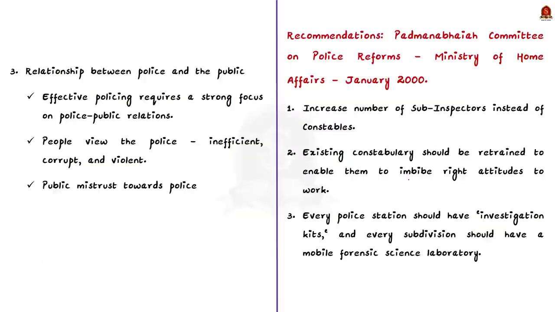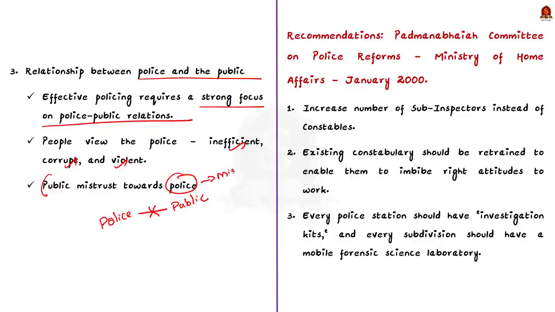The third issue is the relationship between police and public. See, effective policing requires a strong focus on police-public relations. But people view the police as inefficient, corrupt and violent, due to which the relationship between them has a severe lack of confidence. Most people believe police to be abusive and also believe that police personnel misuse their power in order to bring order to society. This leads to a problem of less coordination, due to which the police find it difficult to perform their function. See, this mistrust is the reason why the public do not appear as eyewitnesses. This in turn is leading to increase of case pendency. So, effectively, this mistrust has to be addressed.